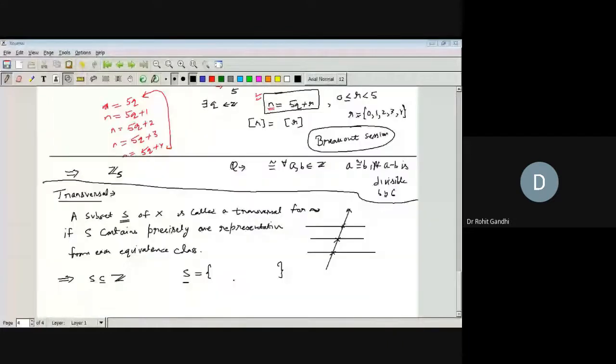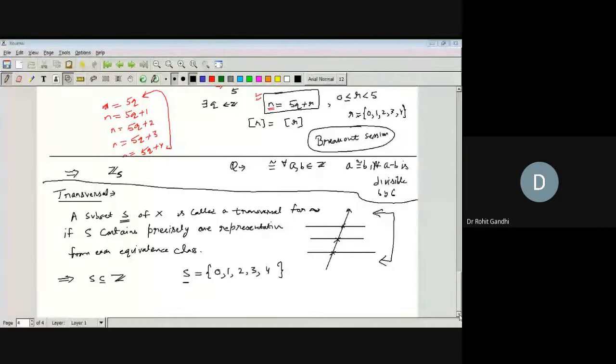Now, if you see this set, it contains one element of each equivalence class. अगर आप कोई भी equivalence class लें ऊपर से, उसका एक element इसमें जरूर आपको दिखेगा. Just like the definition I have told you, if we have these parallel lines and the line which cuts them, that is known as a transversal. Why is it a transversal? Because it contains one point of each of the lines. So in a similar way, a transversal is defined like this, right?